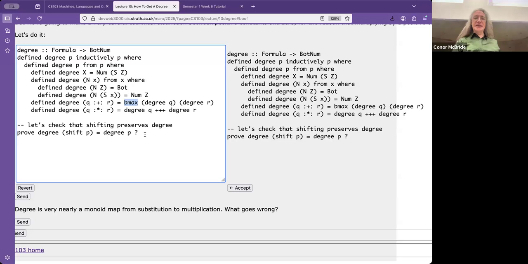However, at least instinctively, you should imagine that if you shift a formula, if you replace x by 1 plus x, that's not going to make any difference, right? All you're tweaking, you're just moving the x-axis around. You're not changing the shape of the graph. Or is it the y-axis you're moving around? You're shifting things sideways. You're shifting the graph sideways. Okay, so we are going to need the fact that the degree of shift p is equal to the degree of p. So we had better prove it.